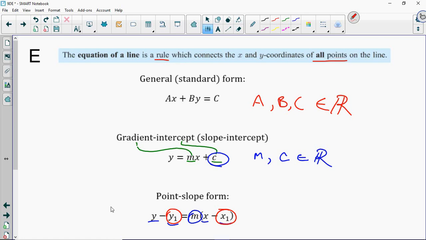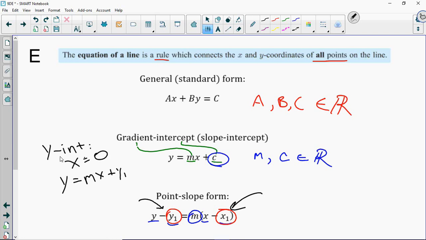In fact, if you think about it, the y-intercept of a graph is exactly where x equals 0. Therefore, this x1 would be equal to 0 if we were using the y-intercept in point slope form. So then if we added y1 over to the right-hand side, we would get y equals mx plus y1, and that would just be slope intercept form, but derived from point slope form.